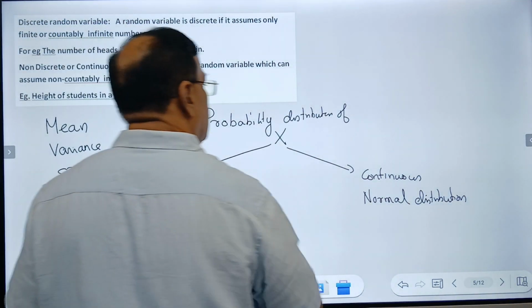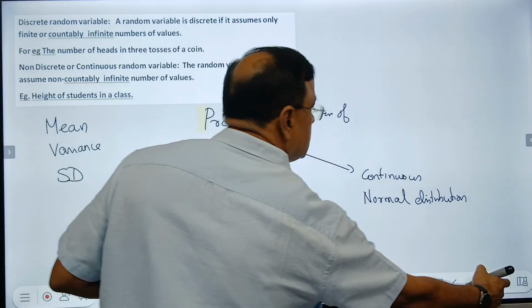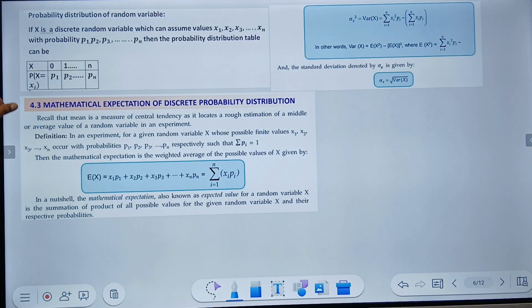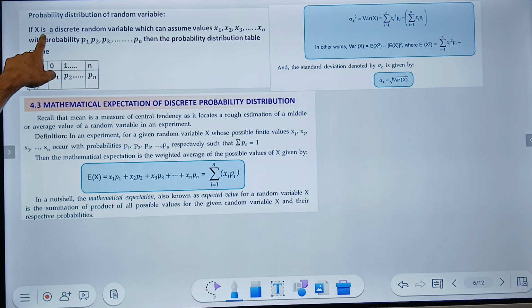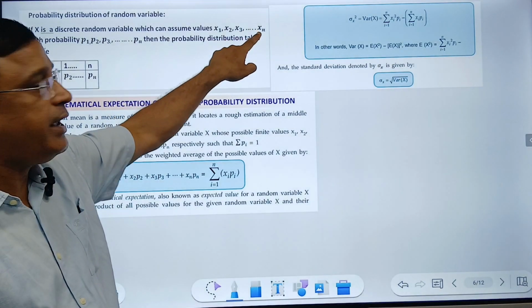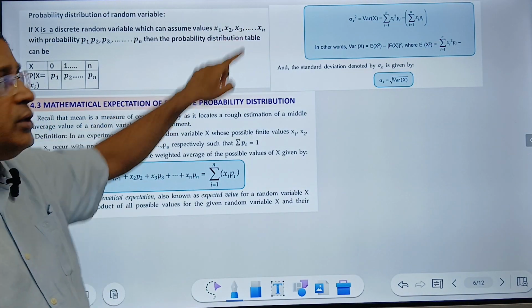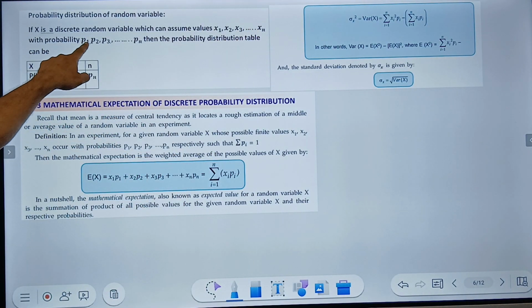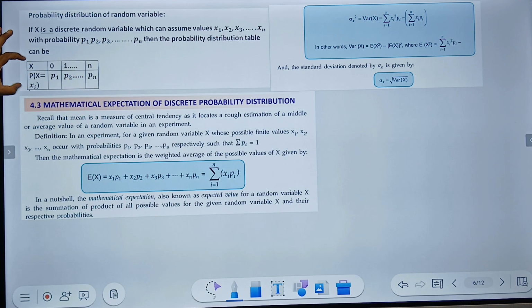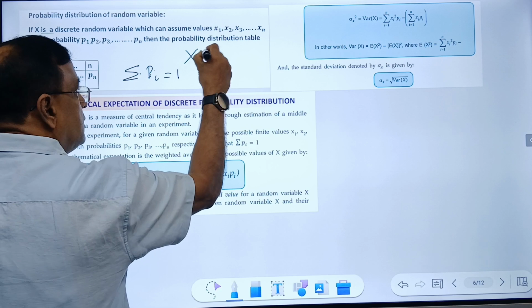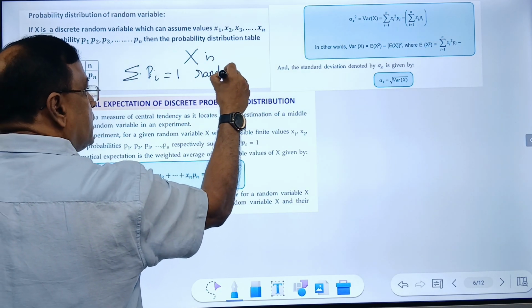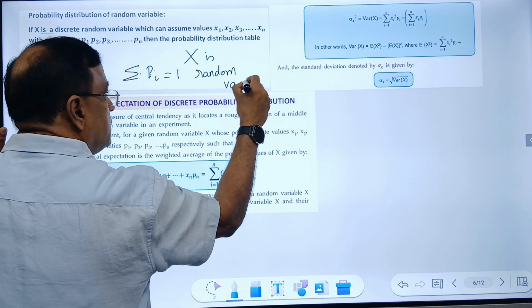Now, I'll just take you to the next page. Look at this. This is what I'm talking about. A probability distribution of a random variable x. X takes values x1, x2, x3, up to xn. There I said 0, 1, 2, 3. And the corresponding probabilities p1, p2, p3, up to pn. See this table. P of xi is p1, p2 up to pn. If sigma pi is 1, then you can say x is a random variable. Don't forget this.